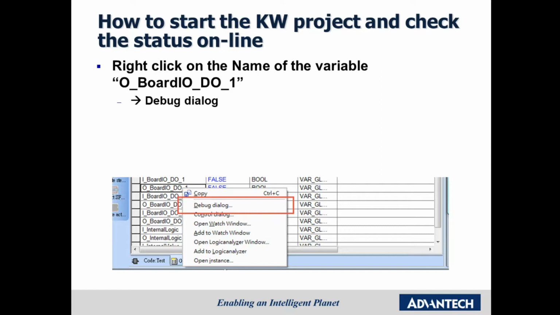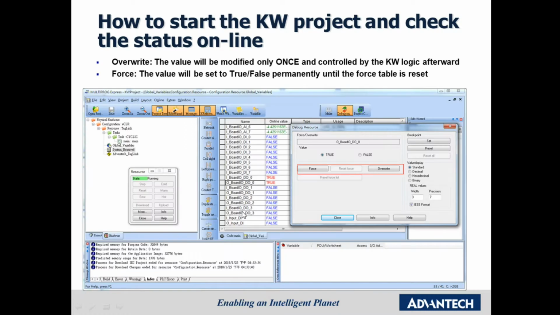Please right click on the name of the variable, for example, board.io.do1. Right click and choose Debug Dialog. And then user can choose the value. For example, if you want to turn on, choose true and use overwrite. The overwrite, this value will be modified once user clicks on this overwrite.